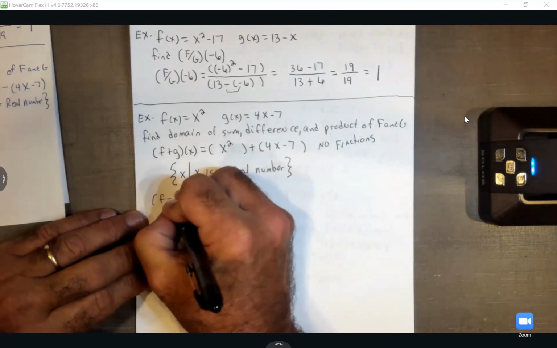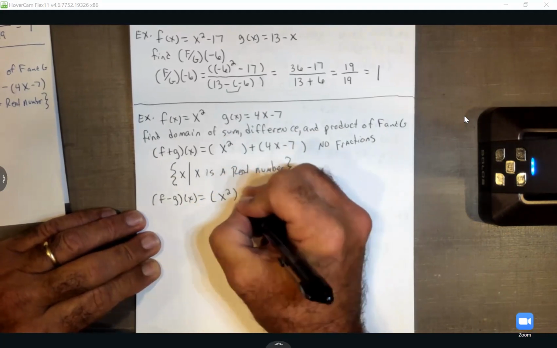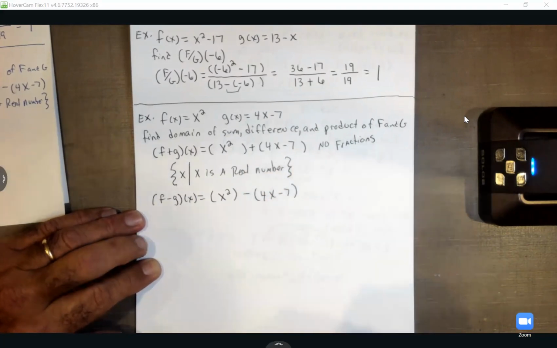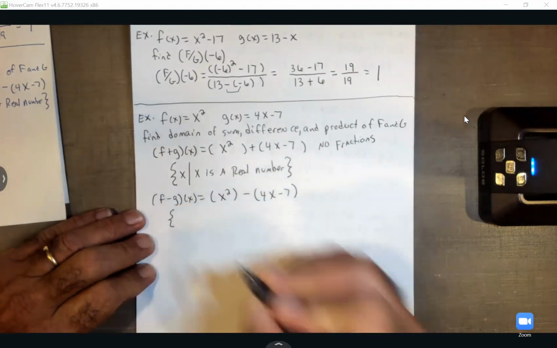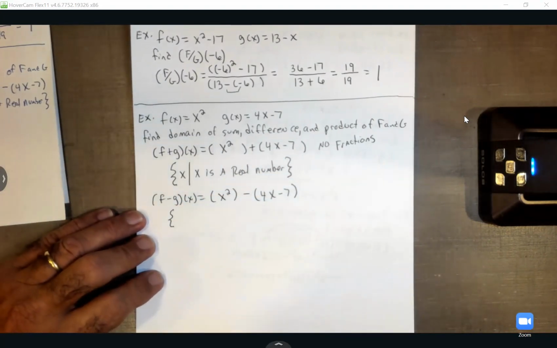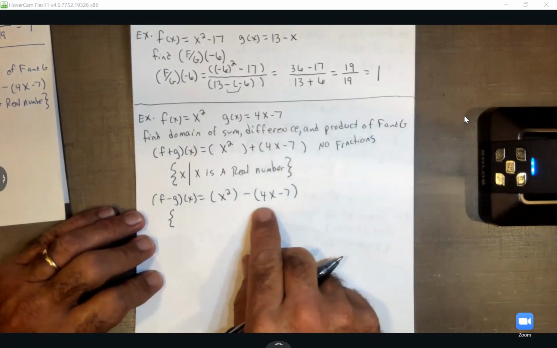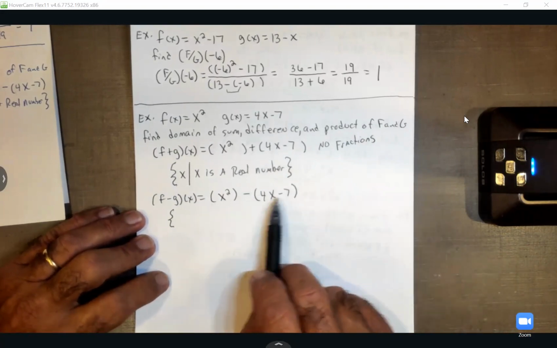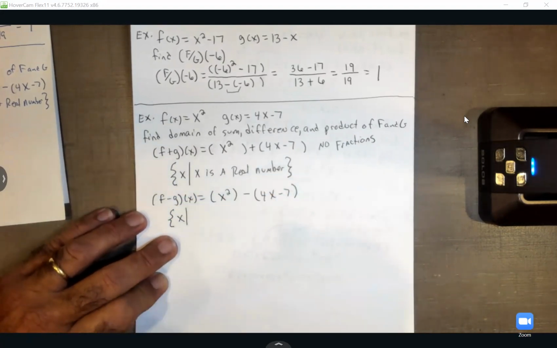So do this: f minus g of x will equal our f, which is x squared, minus our g, which is 4x minus 7. Any guesses on that domain? Would we have to exclude any numbers for these x's? No, because you still have no fractions. And anytime there are no fractions, we know this is going to be all real numbers.